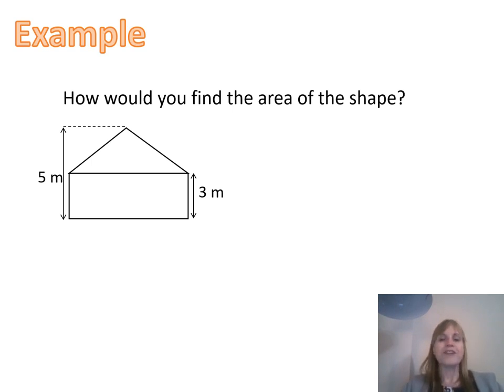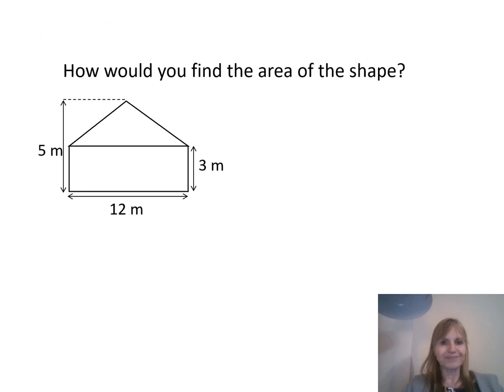Well, for this question, I've been given a compound shape, and compound shapes are made up of more than one shape. In this example, I've been given a rectangle with a triangle on top, so I'm going to find the areas separately. The first thing I do is to label my shapes A and B. So A would be a rectangle, which is 12 times 3, which is 36 metres squared.